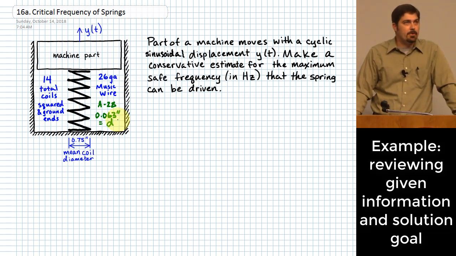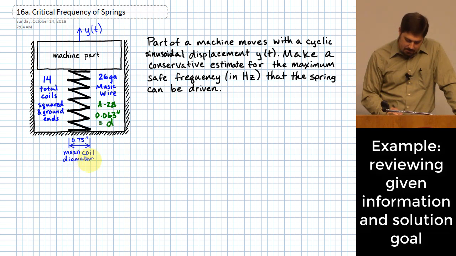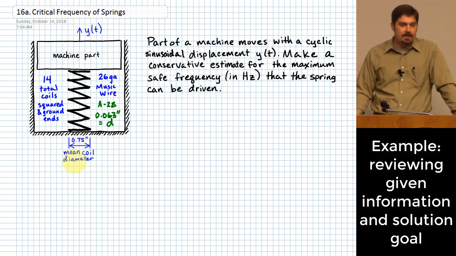What we need to do is make a conservative estimate for the maximum safe frequency that we can drive this spring. We're going to do that in hertz rather than in something like radians per second. And we're going to find that maximum safe frequency that we can drive this spring. Other thing that we know is that the mean coil diameter for this spring is 3/4 of an inch, and that it has squared and ground ends.